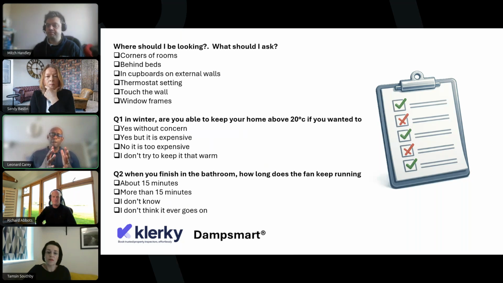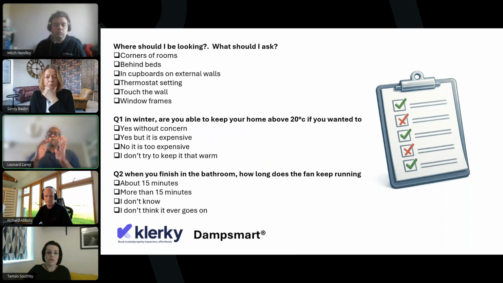So when it comes to look, what signs are you looking for? There's quite a lot that you can just see by sight, and Richard is going to talk a bit more about them. But the corners of rooms, often we do see a lot of furniture and clothing in there. There's not going to be much ventilation around it. And if it's the corner where there are 2 external walls, that wall is likely to be quite cold as well. Behind the beds, again, many people don't really move their beds.